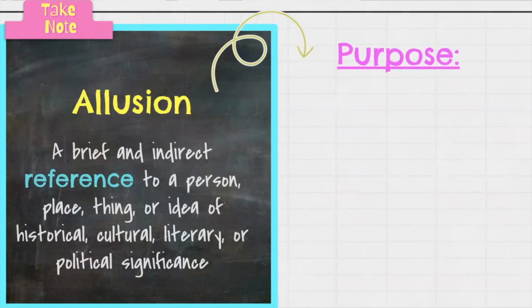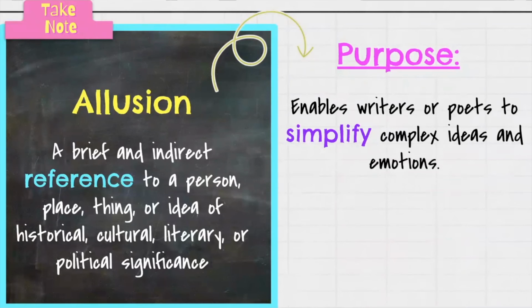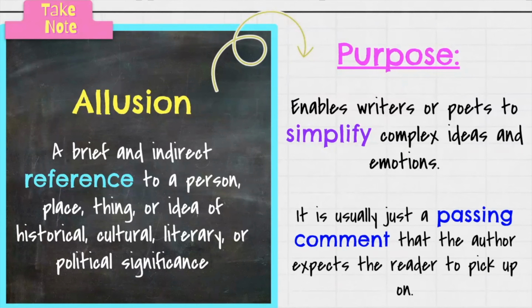Finally, we have something called an allusion. Allusion with an A. And it's a brief and indirect reference to a person, place, thing, or idea of historical, cultural, literary, or political significance. So it's just a reference. And it should be something that you pick up on. So it enables writers or poets to simplify complex ideas and emotion. And usually it's just a passing comment that the author expects the reader to pick up on.